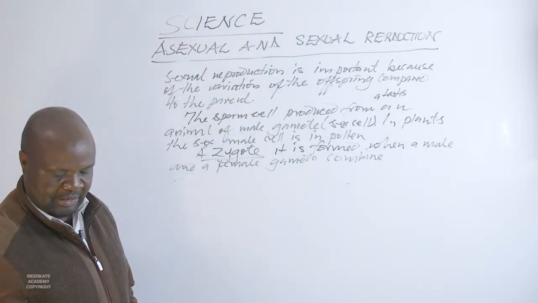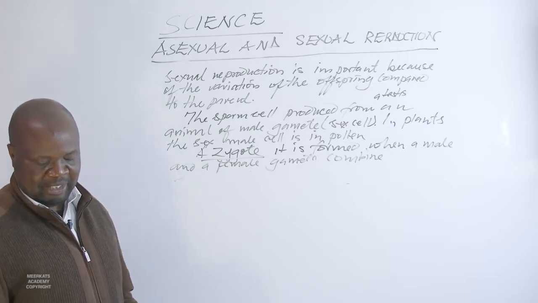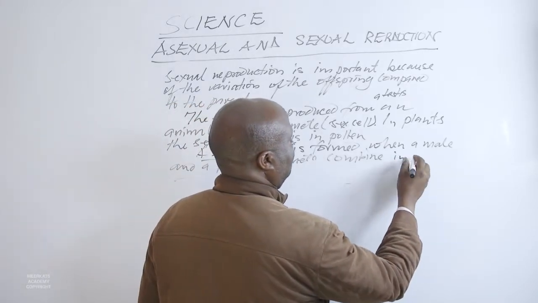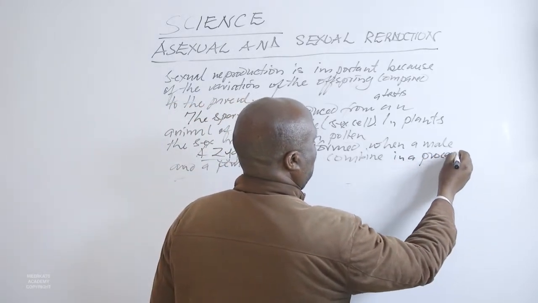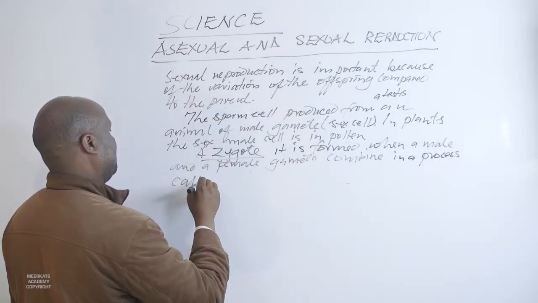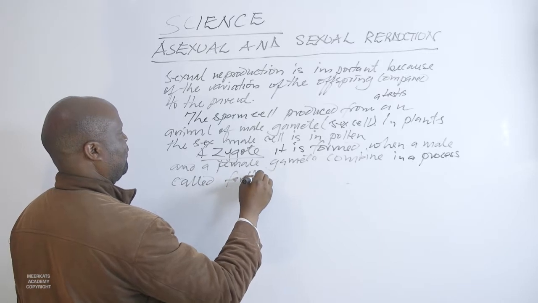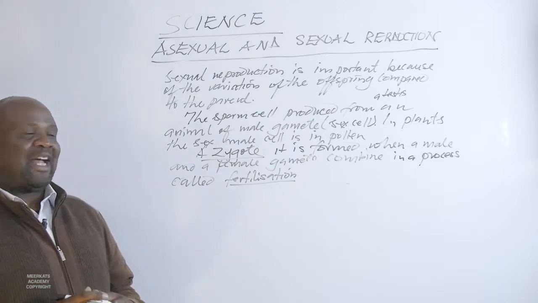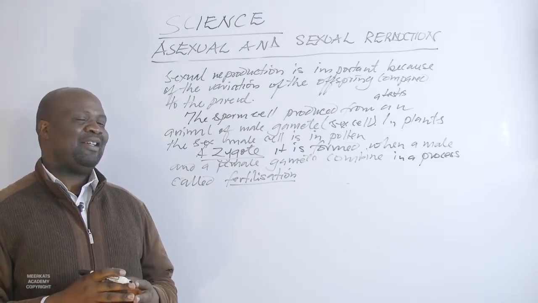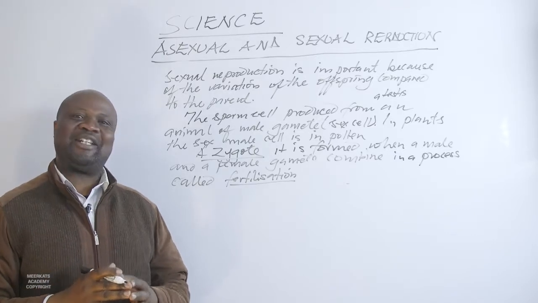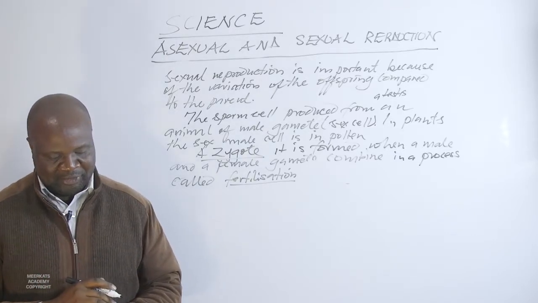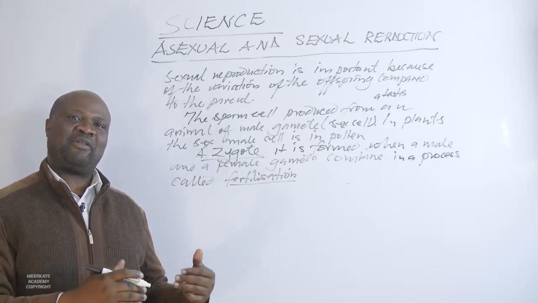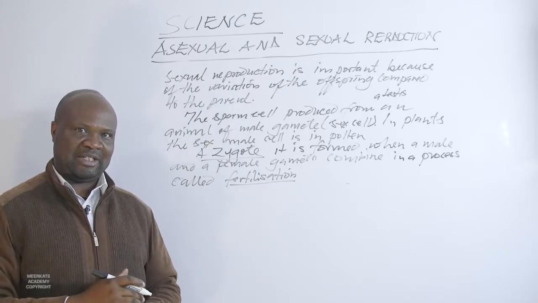So a zygote is formed when a male and a female gamete combine in a process called fertilization. So when a male and female gamete combine together, in a process called fertilization, they form what we call a zygote. We shall later study fertilization because we have different types of fertilization.